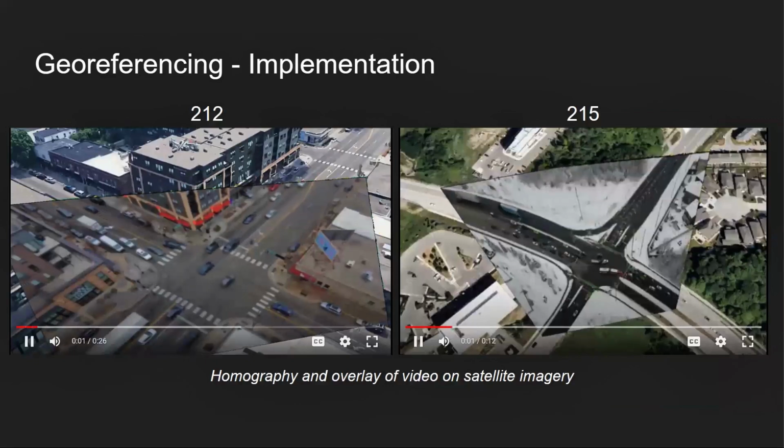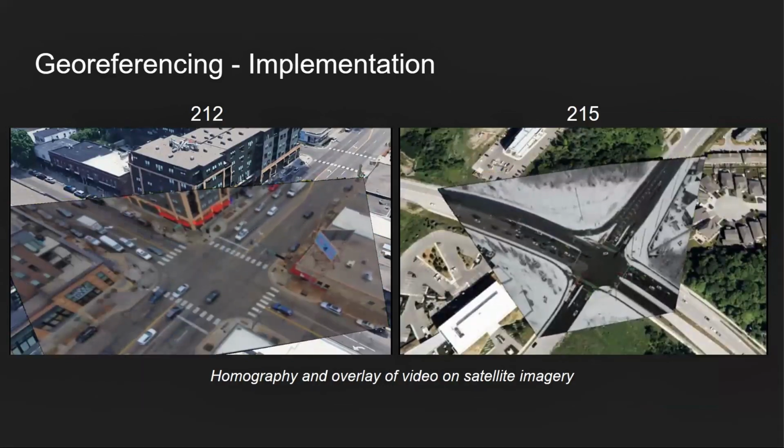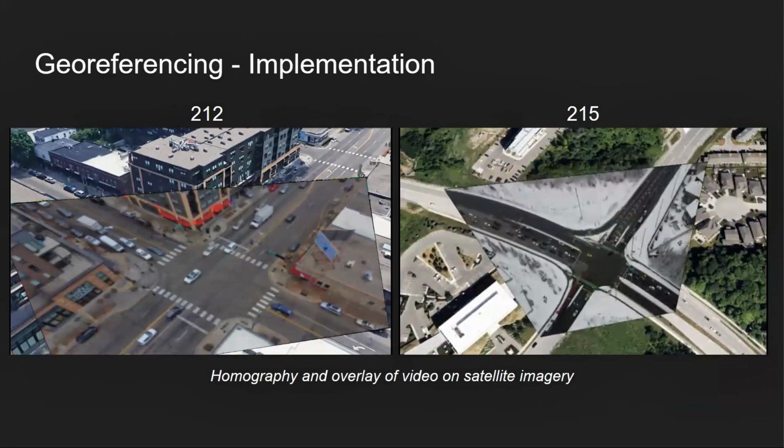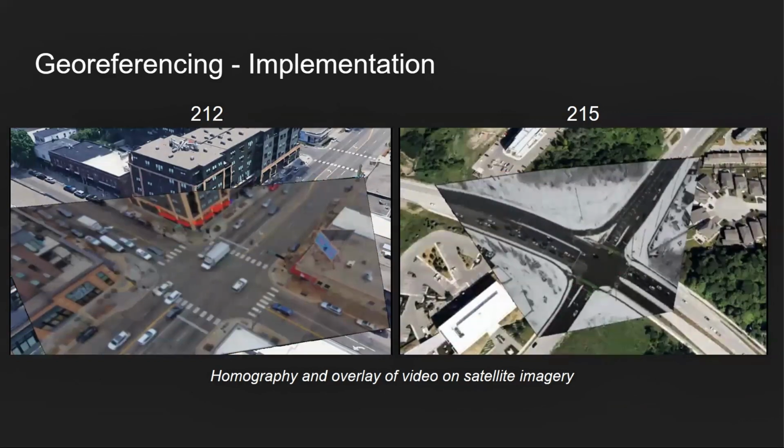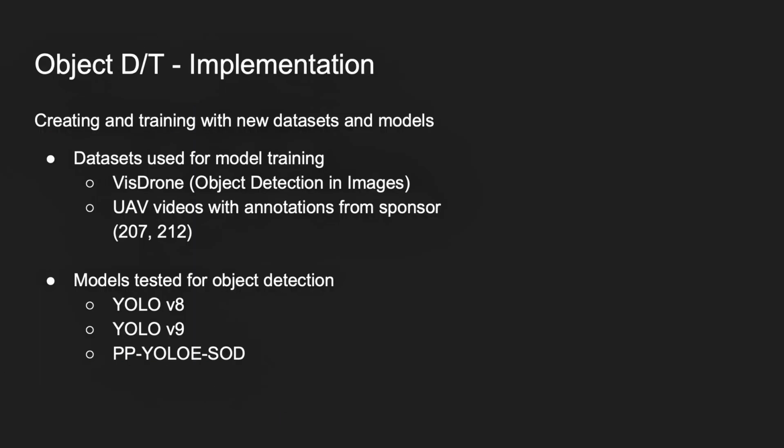As a result, here we have two datasets, 212 and 215. Both have their UAV videos overlaid on the satellite image, and at the end, we also produce a frame-by-frame transformation matrix. I'm going to share our work on development and training of object detection models.